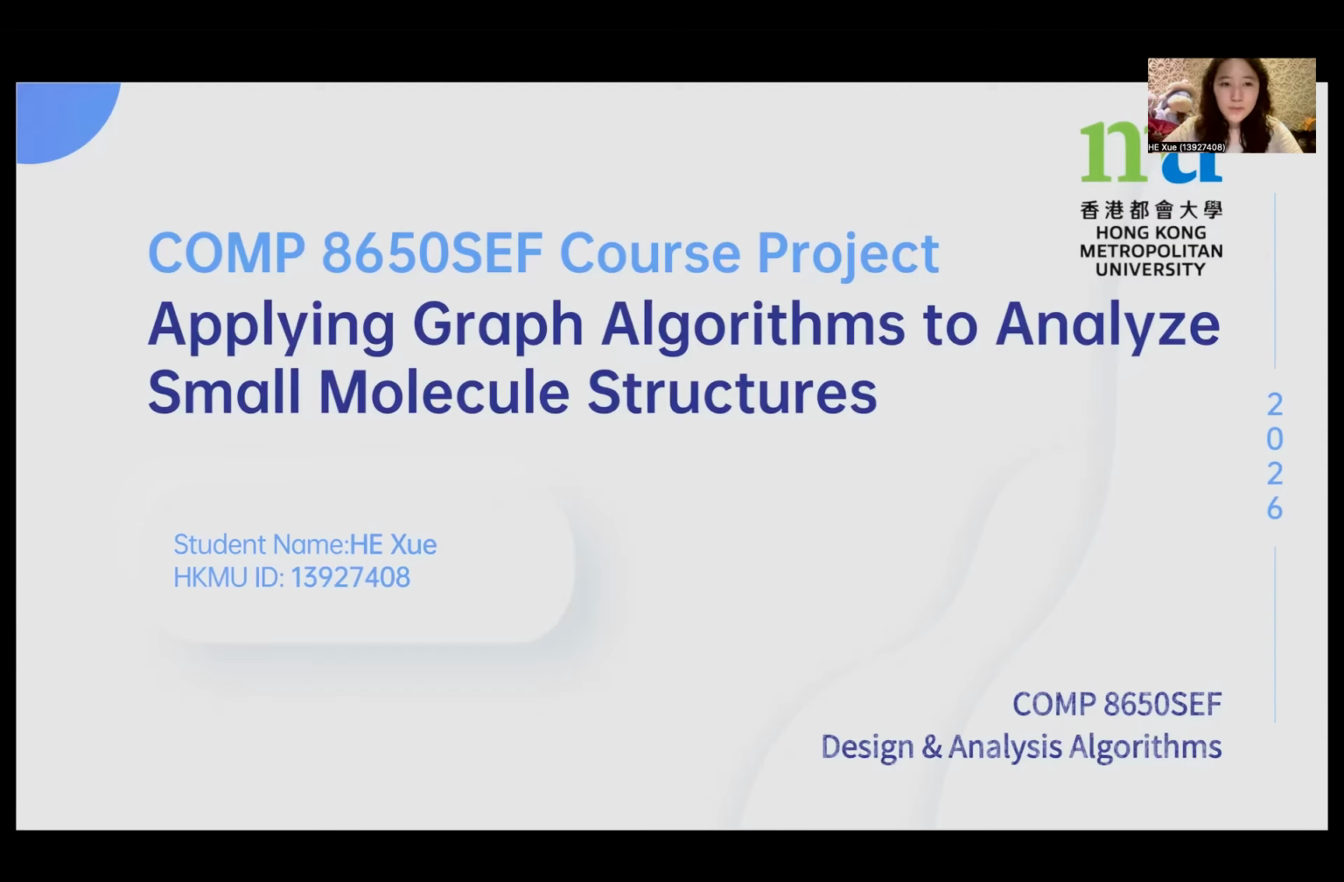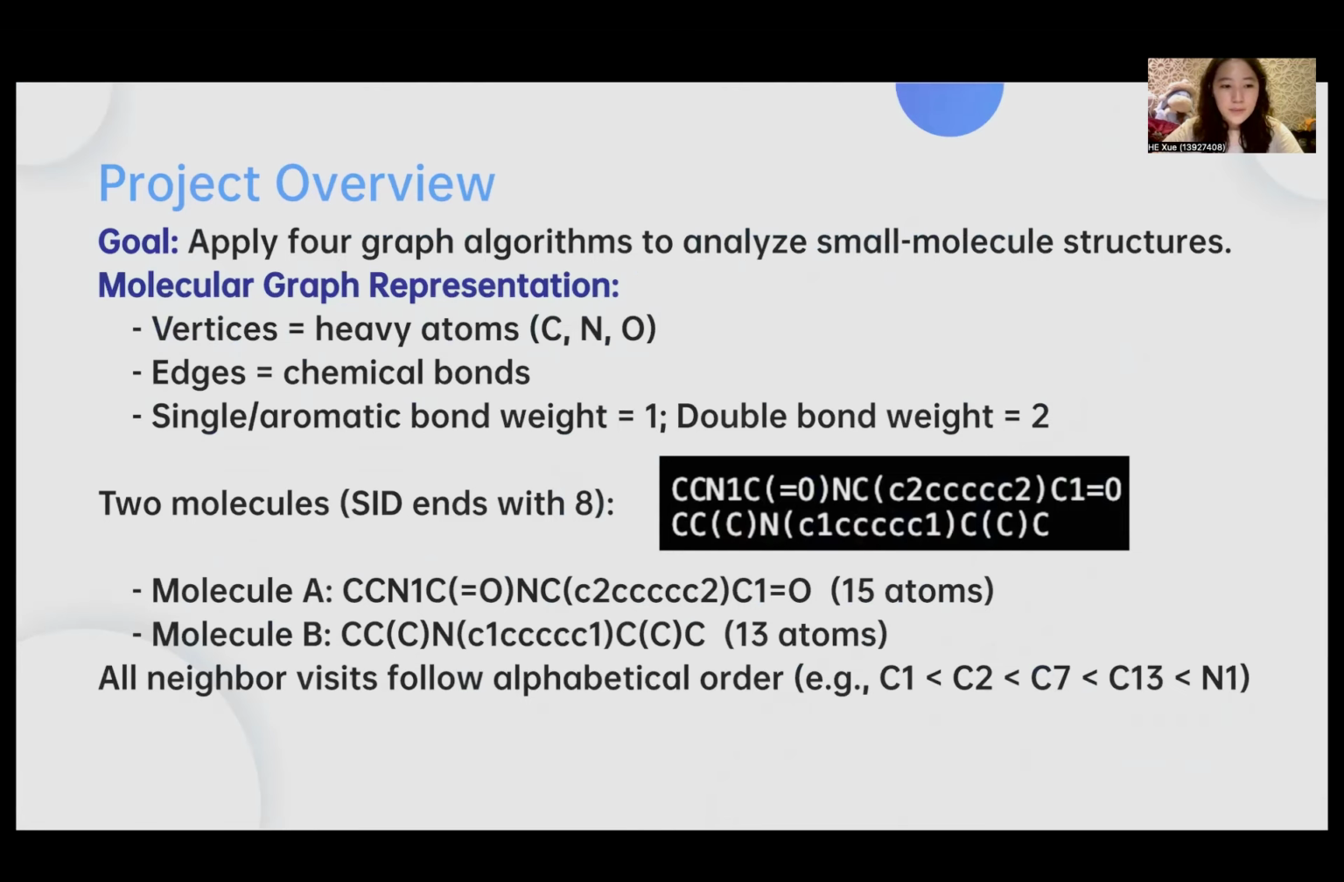Today, I'm going to demonstrate my course project, applying graph algorithms to analyze small molecule structures. In this project, I took four algorithms: BFS, DFS, Kruskal's algorithm, and Dijkstra's algorithm, and applied them to real chemical structures. All right, let's start with the project overview.